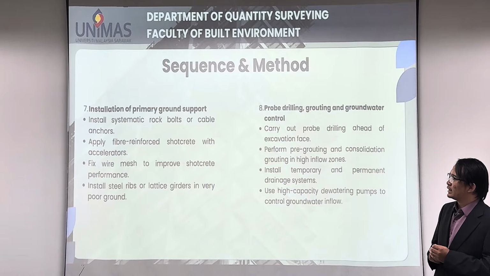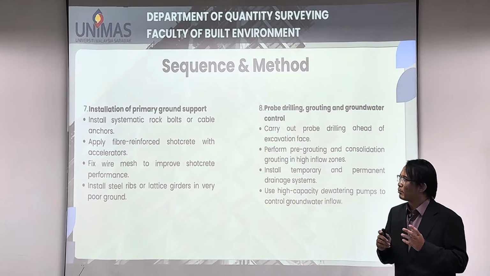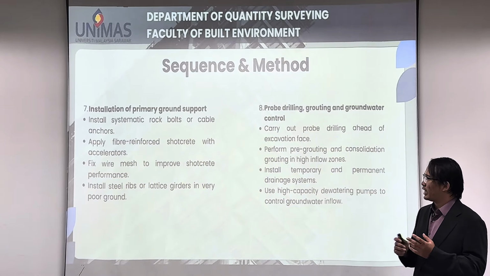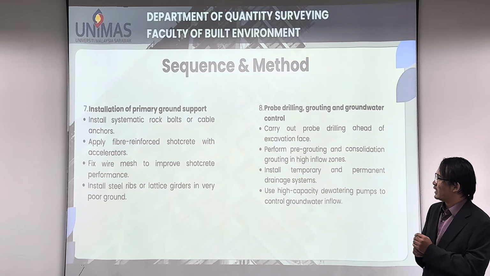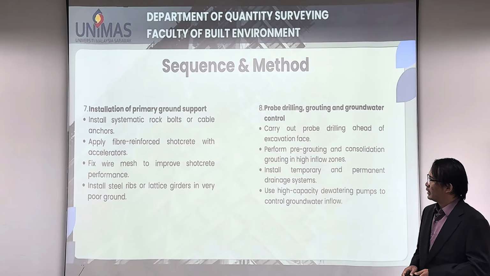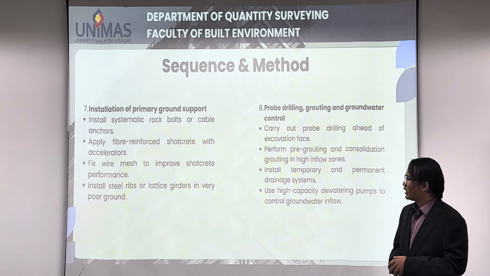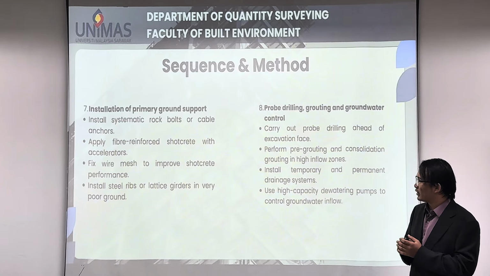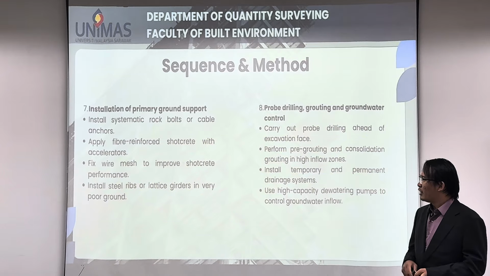The seventh sequence is the installation of the primary ground support. First, to install the systematic rock bolts or cable anchors. Next is to apply fibre reinforced shotcrete with accelerator. It is recommended to fix the wire mesh to improve the shotcrete grip performance. Next, the steel ribs or lattice girders are installed in very poor ground.